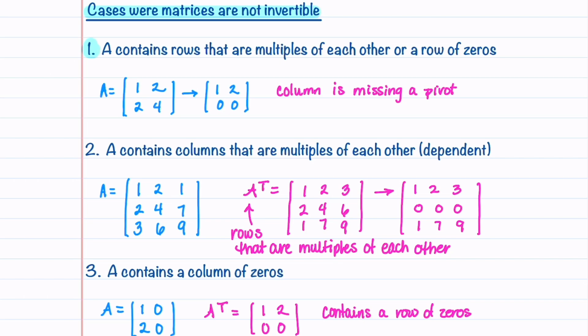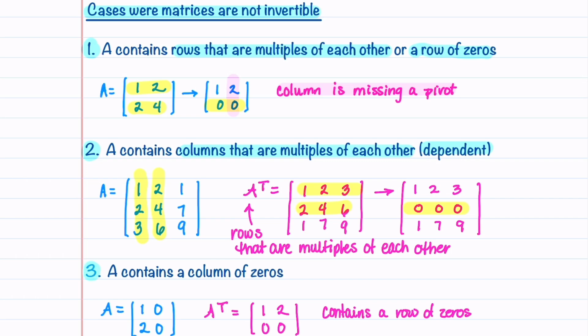When a matrix contains rows that are multiples of each other, such as these two rows, or a row of zeros, such as this, there is a column that's missing a pivot, so the matrix is not invertible. When a matrix contains columns that are multiples of each other, or what we might call dependent columns, then we can see that A transpose is going to have rows that are multiples of each other, and that's going to lead to a row of zeros, so the matrix is not invertible.